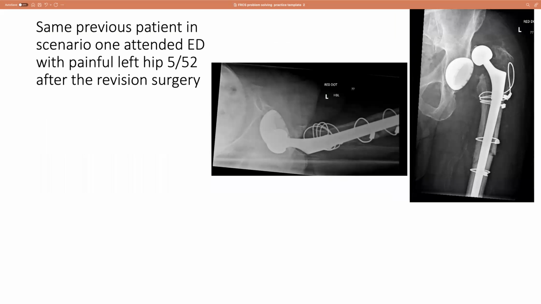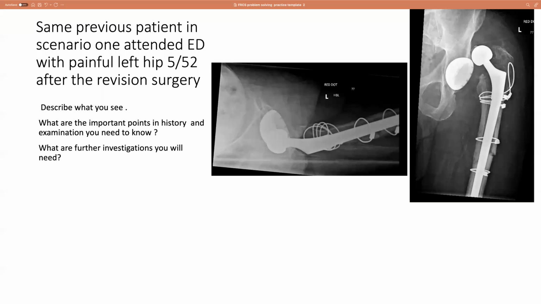This is the same previous patient in scenario case 1. He attended to the emergency department with painful left hip 5 weeks after his revision surgery. Describe what you see. What are the important points in history and the examination you need to know? What are further investigations you will need? What is the initial management?